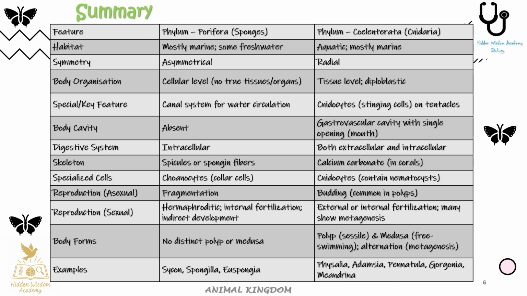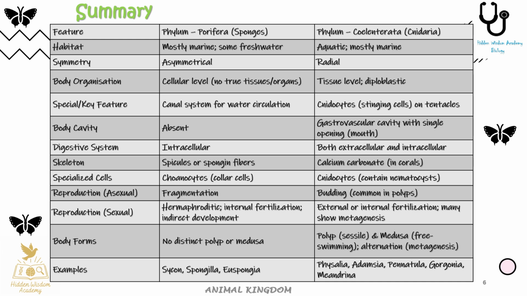On the other hand, phylum Coelenterata, also known as Cnidaria, includes aquatic animals that are mostly marine. It shows radial symmetry. They have tissue-level organization and are diploblastic, meaning their bodies develop from two primary germ layers. A key feature of cnidarians is the presence of cnidocytes, or stinging cells, on their tentacles. They possess a gastrovascular cavity with a single opening that functions as both mouth and anus. Digestion occurs both extracellularly and intracellularly.